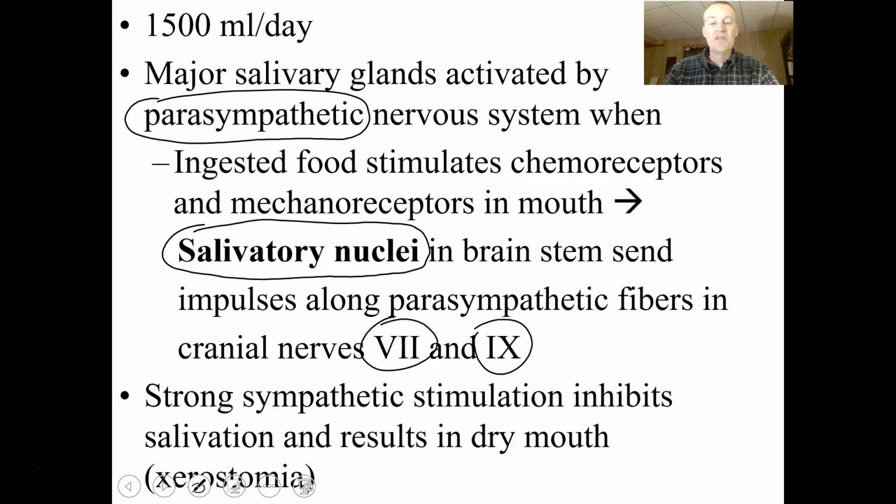So strong sympathetic stimulation will inhibit salivation and cause you to have a dry mouth. If you've ever stood in front of people to give an oral presentation and your mouth gets dry, it's because your sympathetic nervous system is activating and salivation is diminishing. Xerostomia is the name we use for dry mouth.